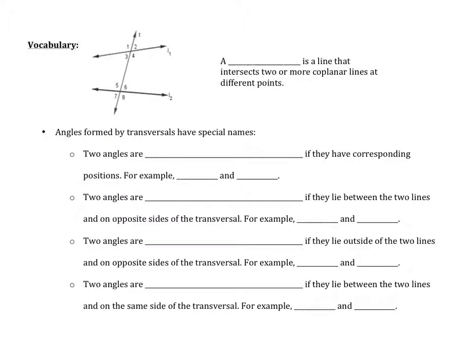And the last part of this section has us identifying certain angle pairs. Let's look at the diagram. We have two lines, line 1 and line 2, that are cut by this line, line T.